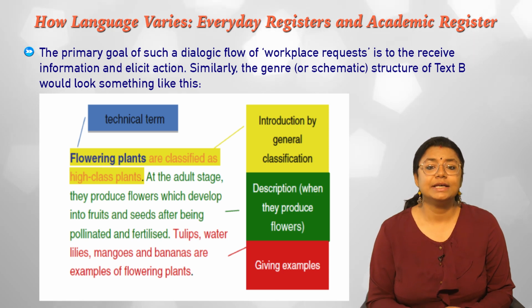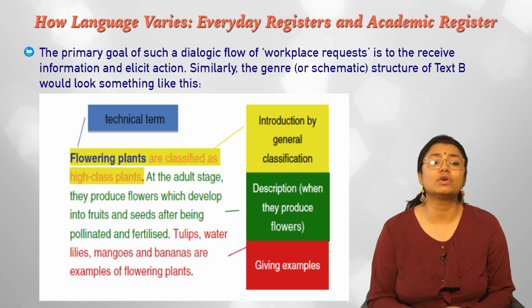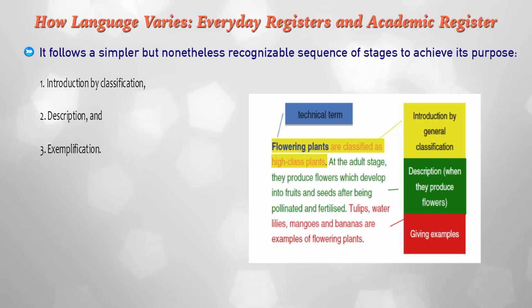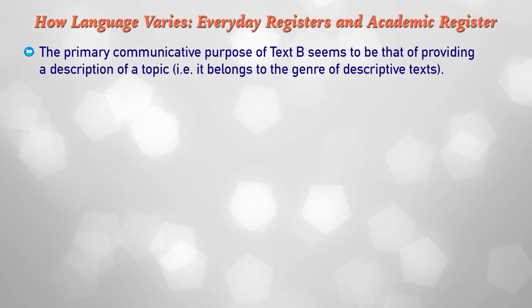Similarly, the genre or schematic structure of text B would look something like this. It offers a simpler but nonetheless recognizable sequence of stages to achieve its purpose: introduction by classification, description, and exemplification. The primary communicative purpose of text B seems to be that of providing a description of the topic.